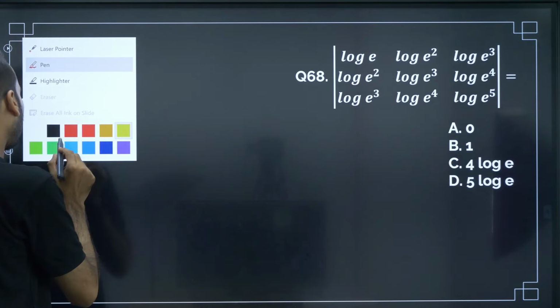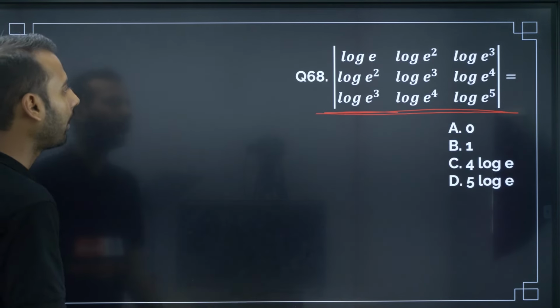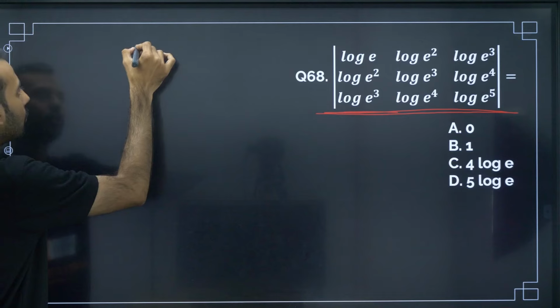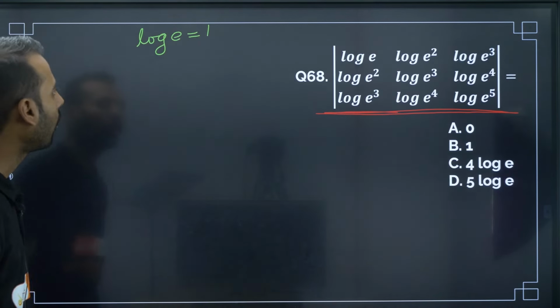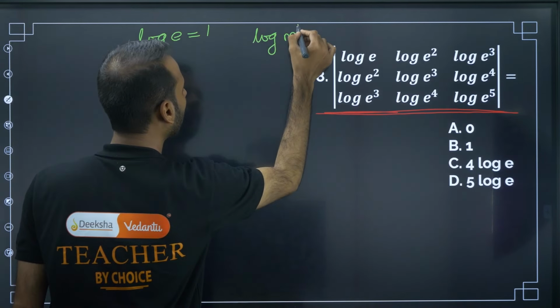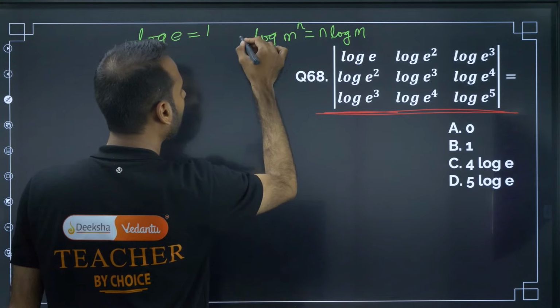They are asking to find the value of this determinant. A few basic things you should know. Don't say we don't know this. Log e is 1. Also log m power n is n log m. This n we have to place here.